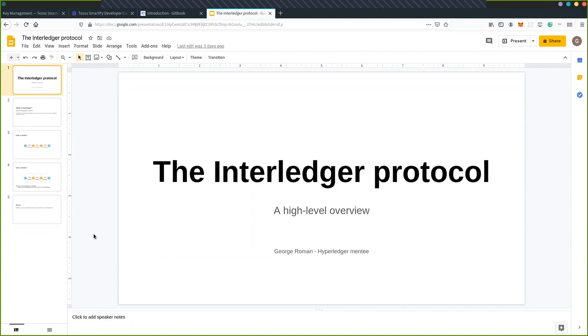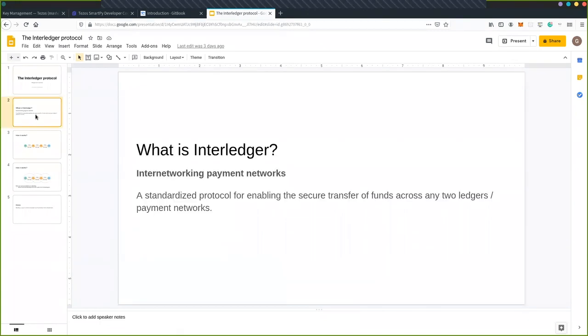So Interledger is a standardized protocol that aims to enable the secure transfers of funds across any two ledgers. So let's assume that some user that we will call the sender wants to transfer funds to another user referred to as the receiver. If they both have accounts in the same ledger, this action would be straightforward. Just transfer the money on the underlying ledger and you are done. In our scenario, however, they maintain accounts in separate ledgers, A and B respectively.